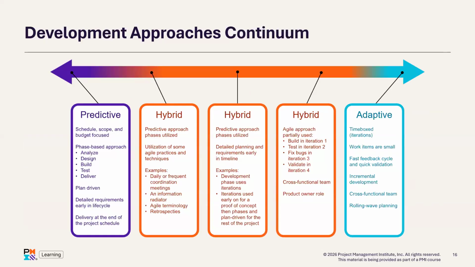Now, this is what we call the development approach continuum. So predictive approach is called the far left approach. And then the adaptive approach is called the far right approach.